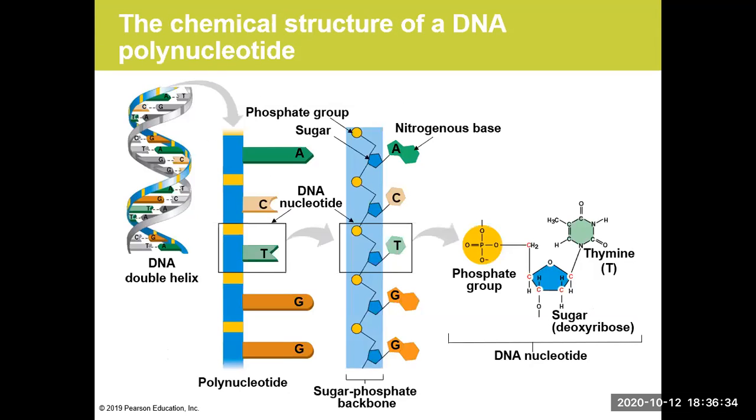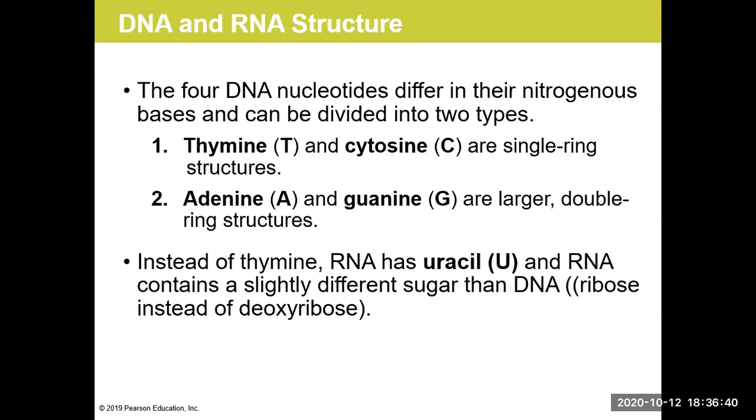This figure illustrates the chemical structure of a DNA polynucleotide. The 4 types of nucleotides present in DNA differ in their nitrogenous bases, and they can be divided into 2 main types. The first type are thymine and cytosine. Thymine is T, cytosine is represented by C. These are single ring structures, and these are known as pyrimidines, while adenine and guanine, A and G, are larger double ring structures and are known as purines.